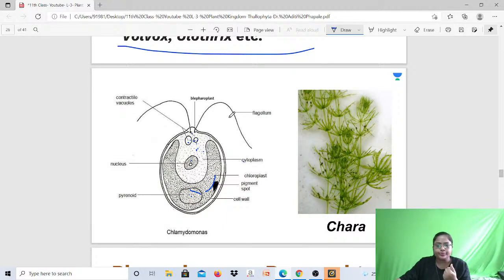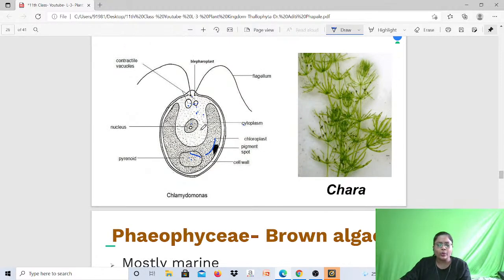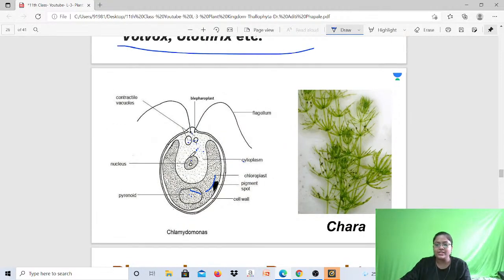Then these are flagellums, flagella. Singular is flagellum, plural is flagella. Flagella helps them in motility. है ना, they can move because of flagella. So I hope this is clear. ये Chlamydomonas का diagram and this is how the actual chara looks like.